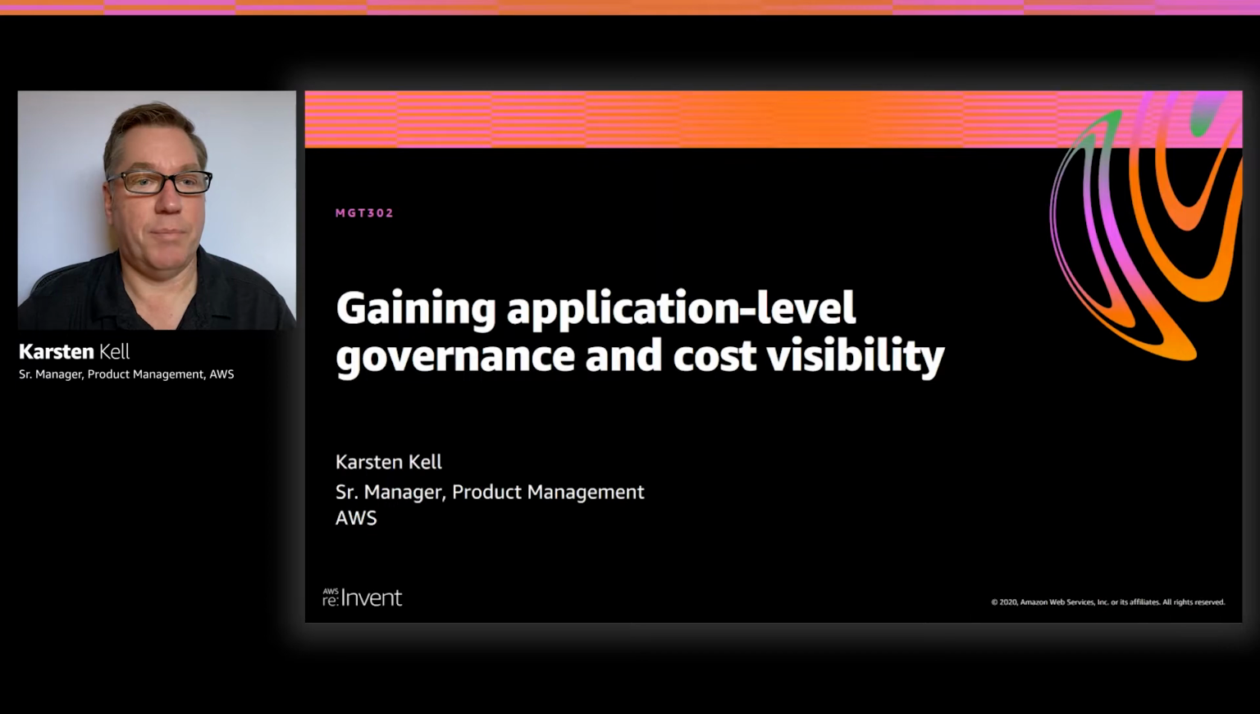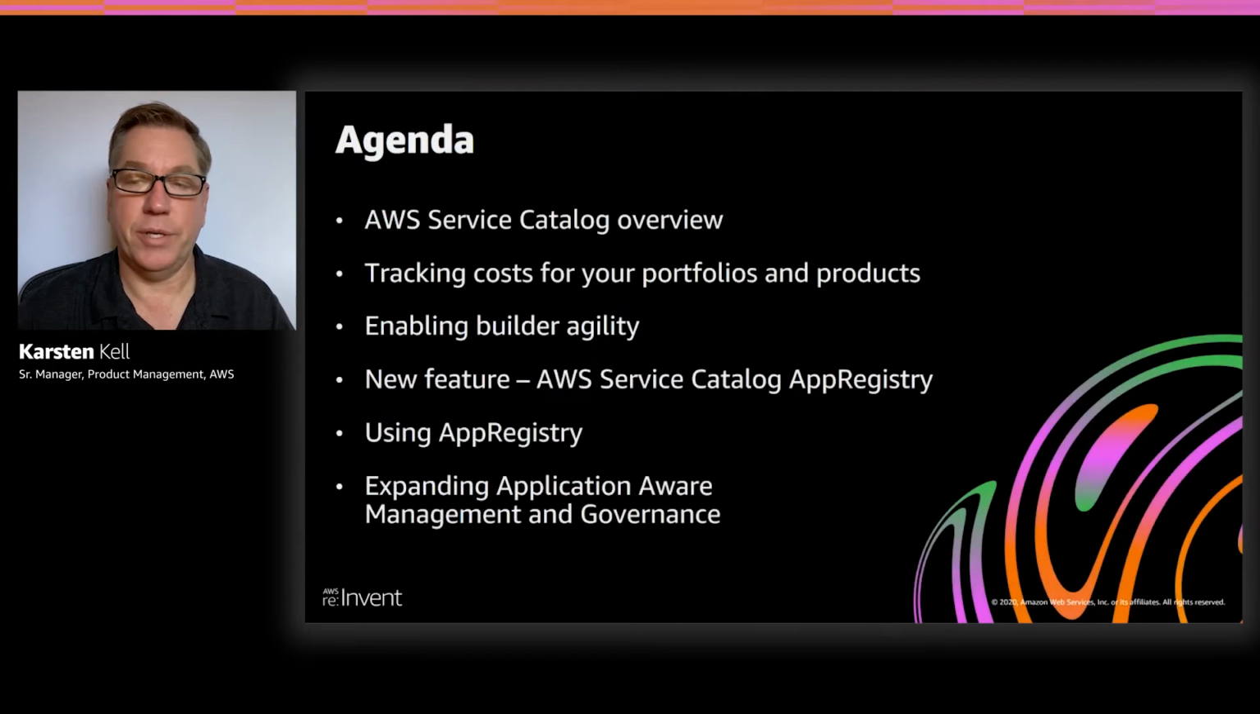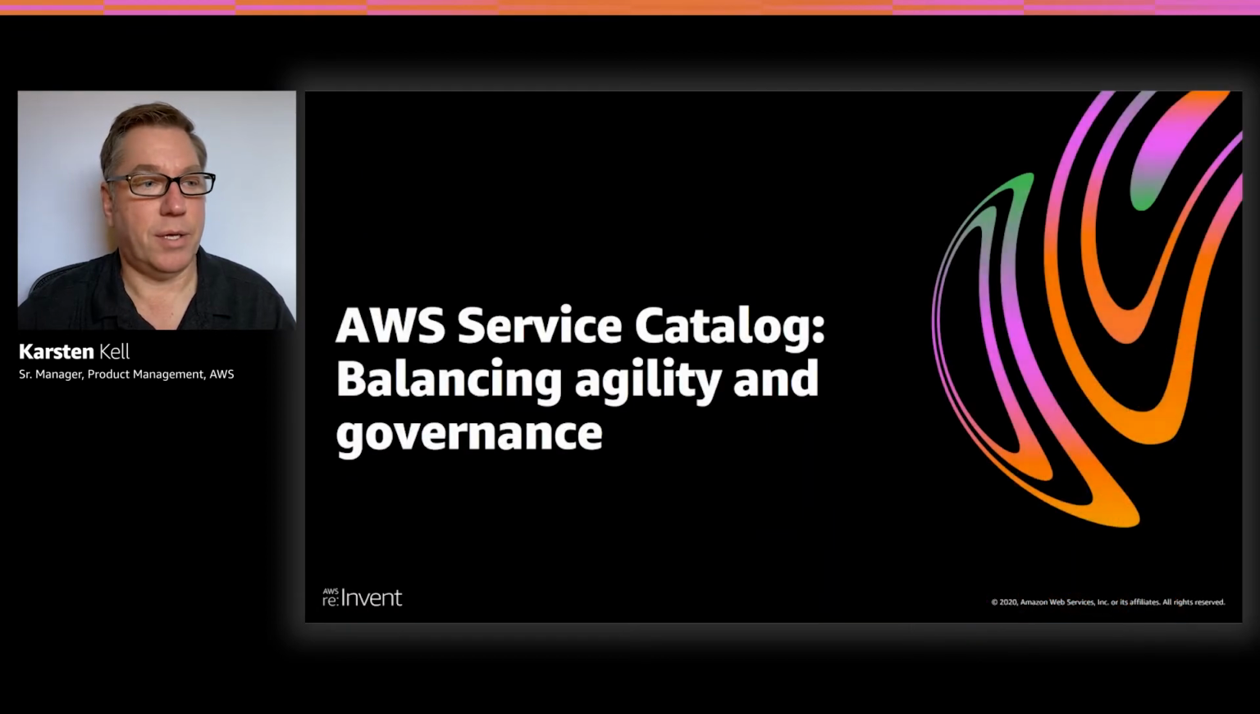So today, I'm going to give you a brief overview of how you can use AWS Service Catalog to balance agility and governance, and to enable self-service for your builders and monitor costs for Service Catalog products. I'll also introduce a new feature of Service Catalog and how it can help you gain application level cost visibility. So with that, I'll start off with how you can use Service Catalog to balance agility and governance.